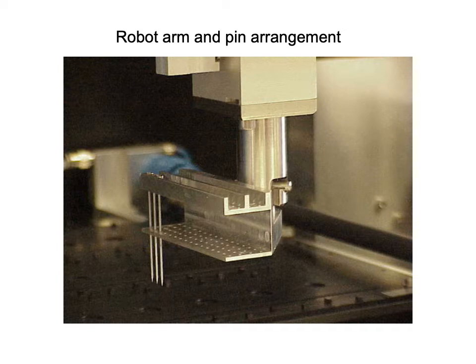This shows you the robot arm and those little metal pins that are coming down, extending towards the bottom of the slide. Those pins are dipped into the DNA, and then that's used to contact the glass slide. So that's how you get a very small amount of DNA onto the glass slide.